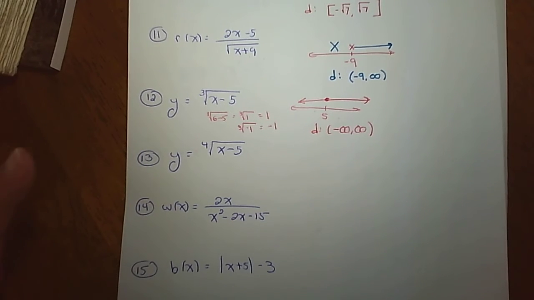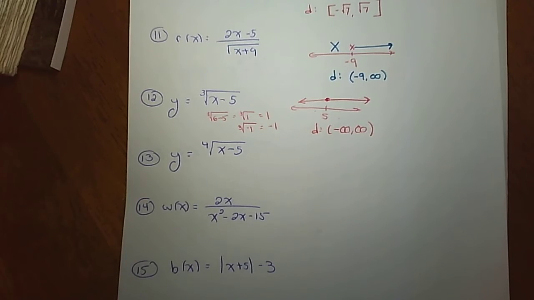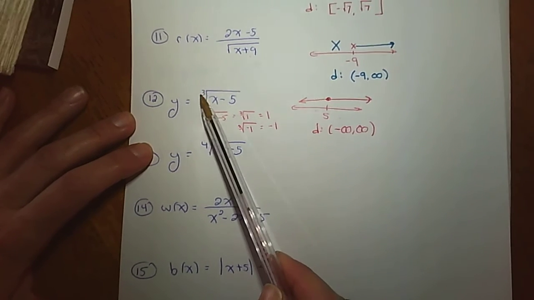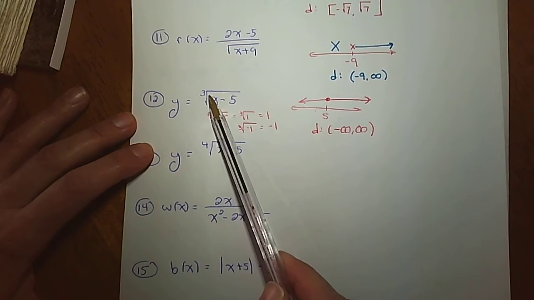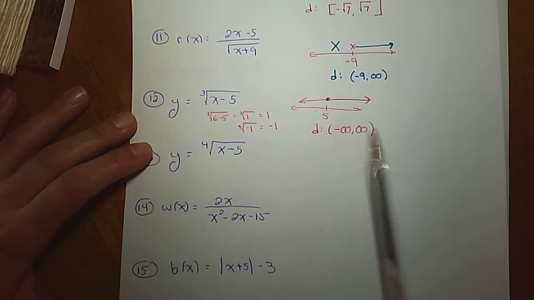Now there's a trick to knowing this. Notice this is a cubed root. You can take cubed roots of negatives, which means you don't ever have to worry about anything. So as long as you have a cubed root, a fifth root, as long as this index is odd, it will always be all real numbers.